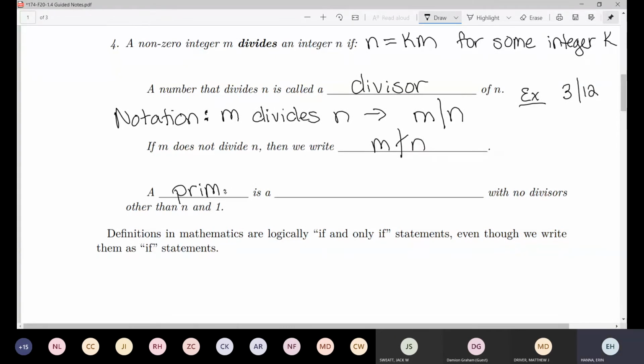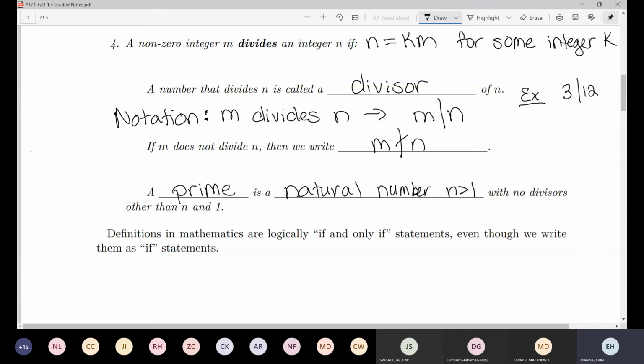A prime is a natural number. My pen started freaking out. A natural number, so n is greater than 1, with no divisors other than n and 1. So prime numbers can only be divided evenly by themselves and 1. Prime numbers: 3, 5, 7, 11, 13, 17, 23. I get a little sketchy after that. But essentially, those numbers, you can only divide them evenly by themselves and 1.